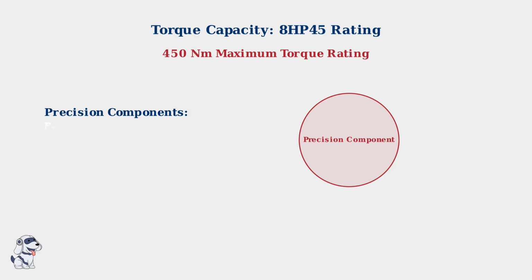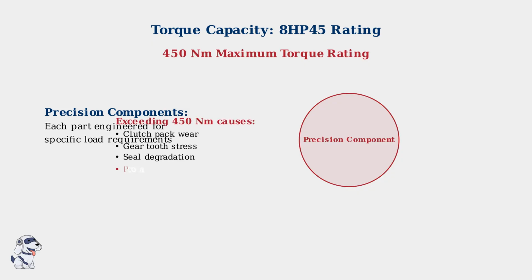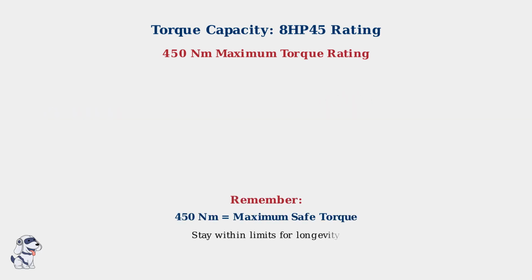This precision-machined component represents the level of engineering that goes into every transmission part. When torque limits are exceeded, these carefully designed components experience stress that can lead to premature wear, seal degradation, and ultimately, transmission failure. The 450 Newton-meter torque rating is not just a number. It represents the engineering boundary that ensures your 8HP45 transmission operates reliably for years to come. Respecting this limit is essential for maintaining transmission health and avoiding costly repairs.